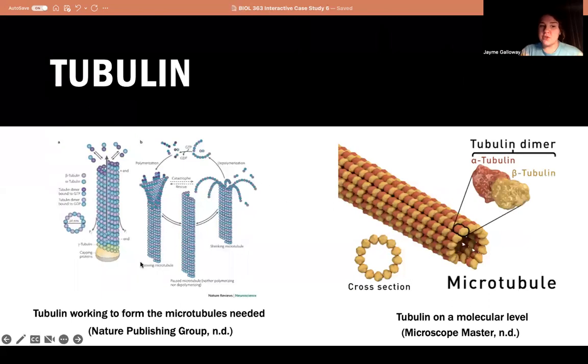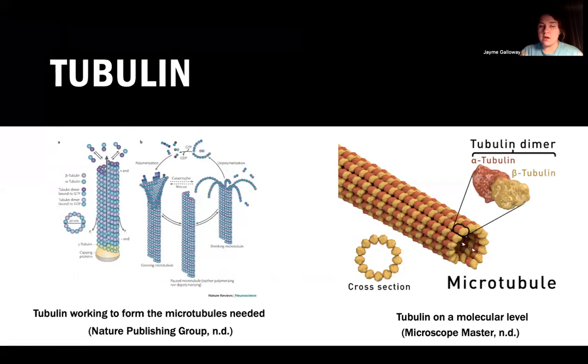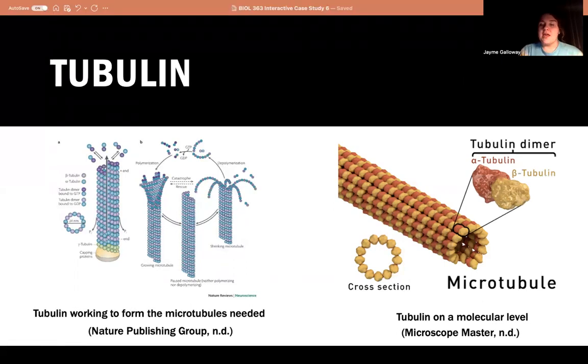Tubulin. This is tubulin working to help form the microtubules that are needed for the cell division. I found this image and I thought that it depicted a really nice visualization of what was going on at a molecular level. And then to the right, I put an image of tubulin on a molecular level. It shows both alpha tubulin and beta tubulin as previously spoken about during this presentation, and I felt that this would be a good visual representation to that matter.